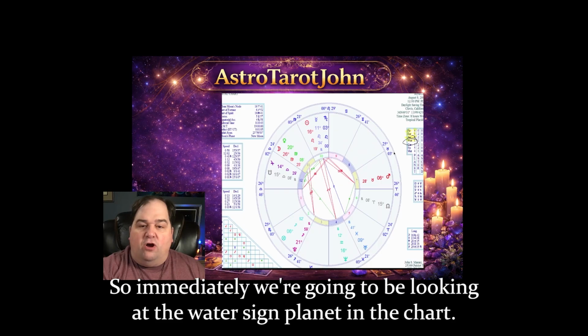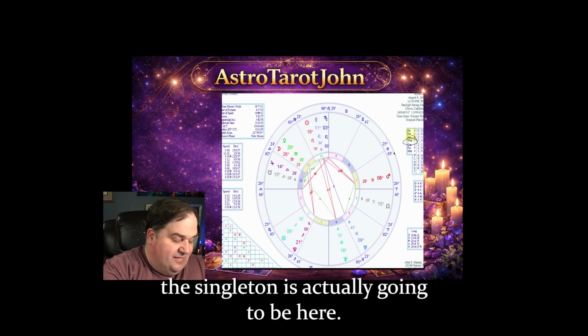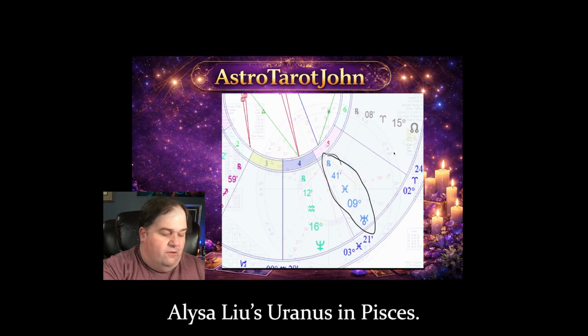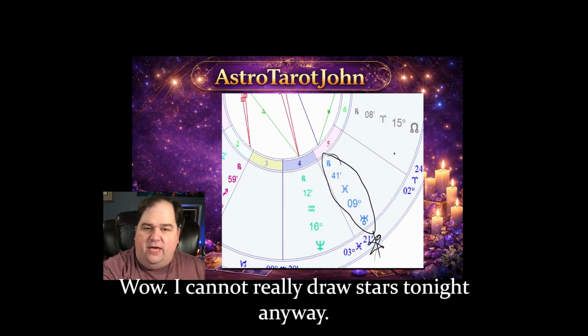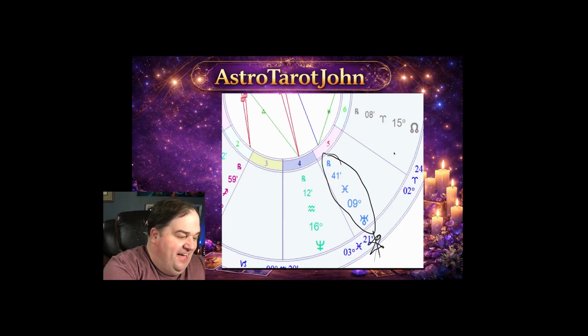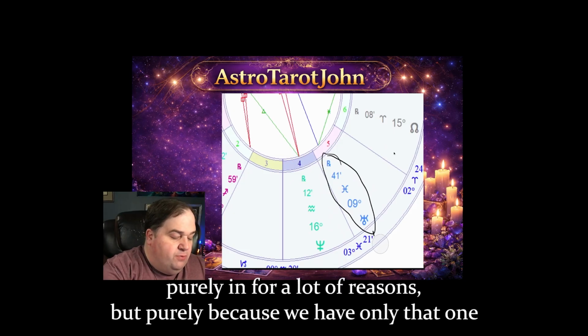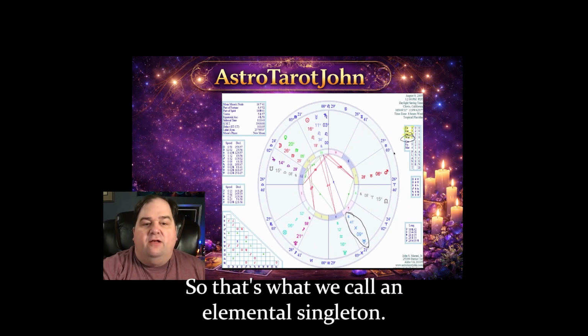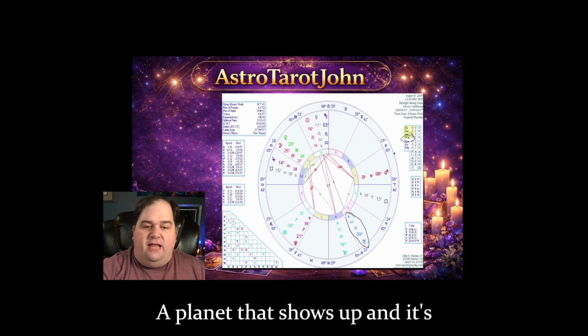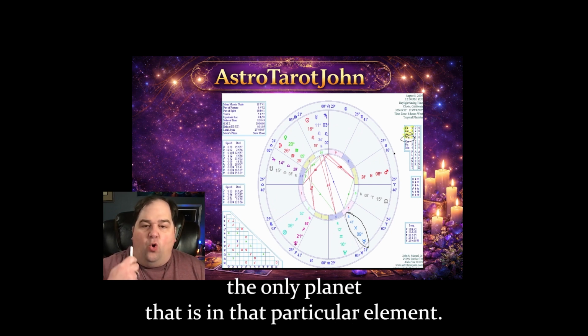So immediately we're going to be looking at the water sign planet in the chart. And in this case, the water sign planet, the singleton, is Alysa Liu's Uranus in Pisces. Okay. So that's the one planet that is a water sign planet. Wow, I cannot really draw stars tonight. Anyway, this planet is going to be important for a lot of reasons, but purely because we have only that one water sign planet, and so it's going to stick out. So that's what we call an elemental singleton.